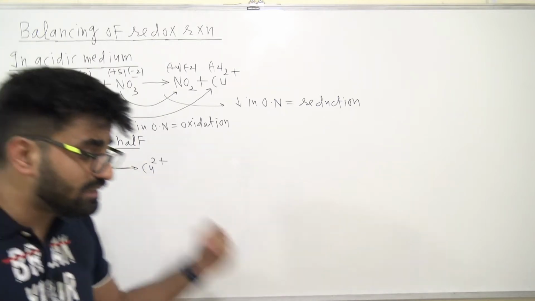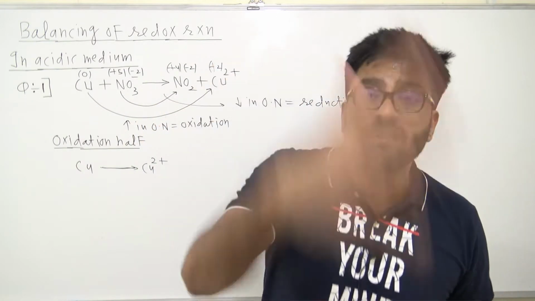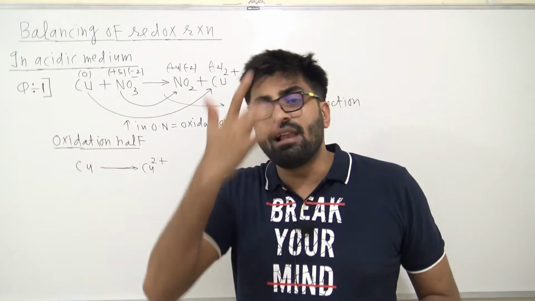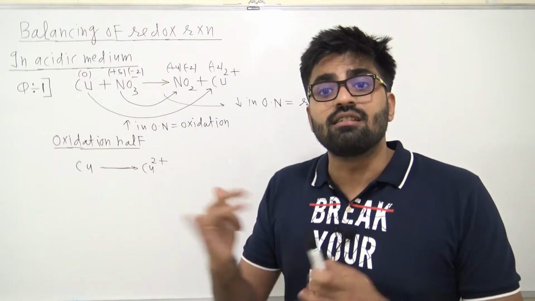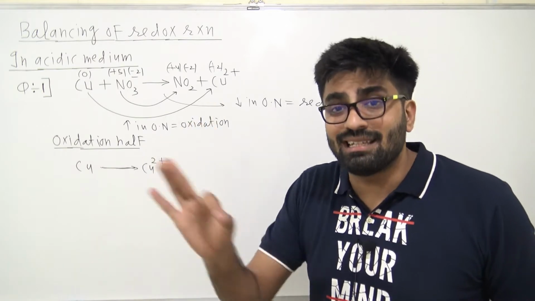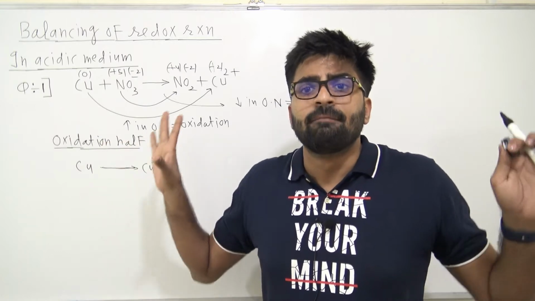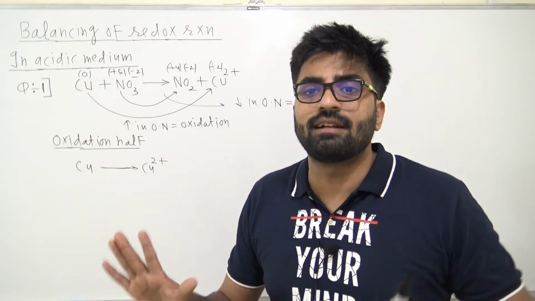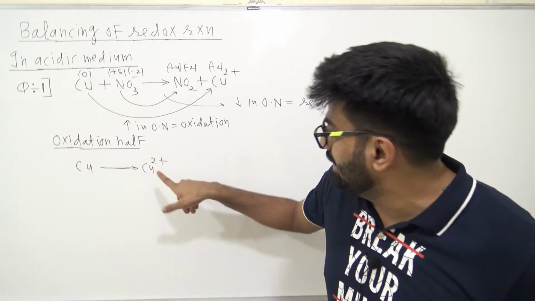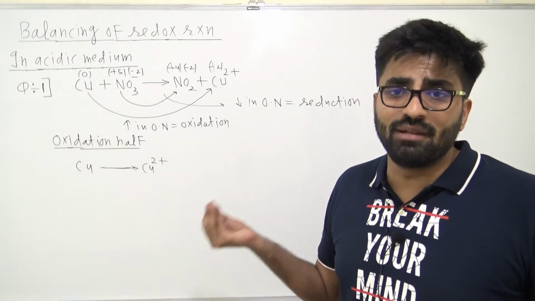Now guys, there is another definition of oxidation. Increase in oxidation number is oxidation, but there is another definition: loss of electron is oxidation. When an element loses electrons, it undergoes oxidation. So here, copper has lost 2 electrons to gain the 2+ state. I need to add those electrons in the product side because it's a loss, so in the product side we will get the electrons.